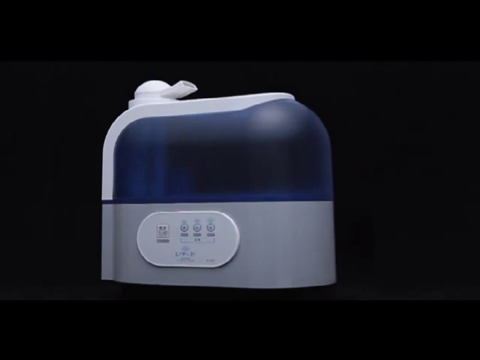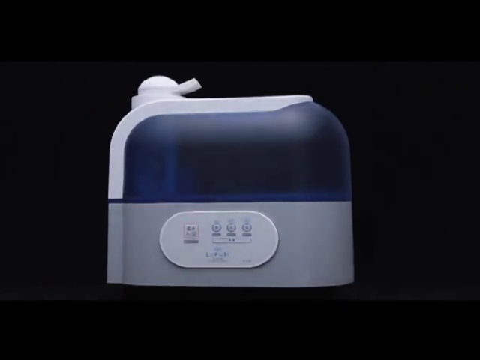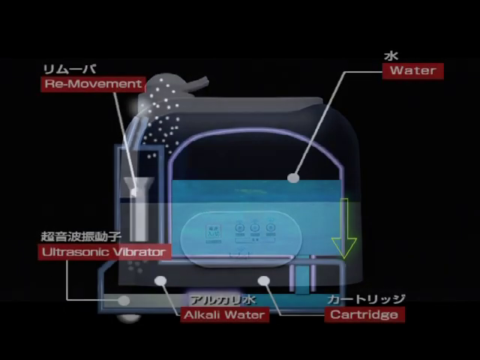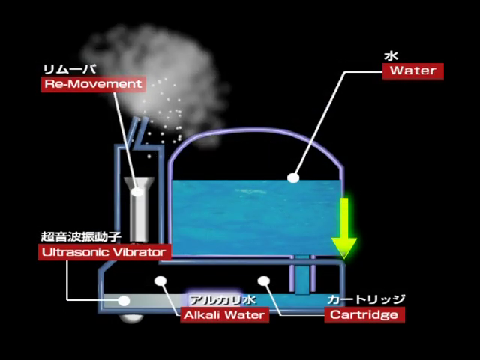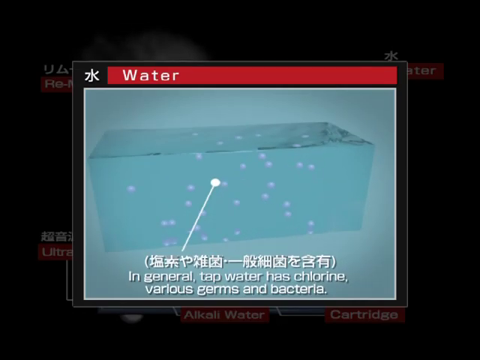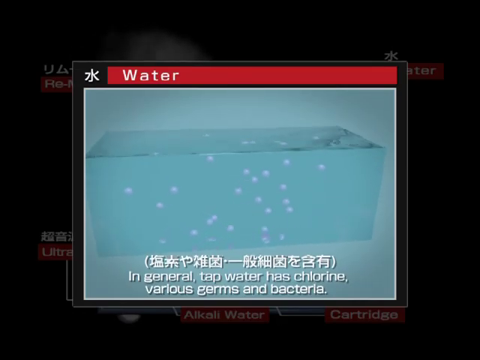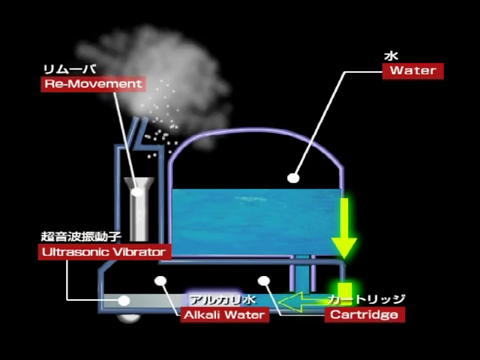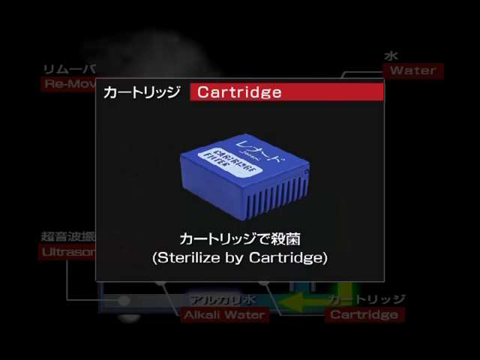There's another secret in addition to the secret about OH negative ions. Let's find out about this secret. In general, tap water has chlorine, various germs, and bacteria. This blue cartridge contains the gift from Okinawa as previously mentioned.